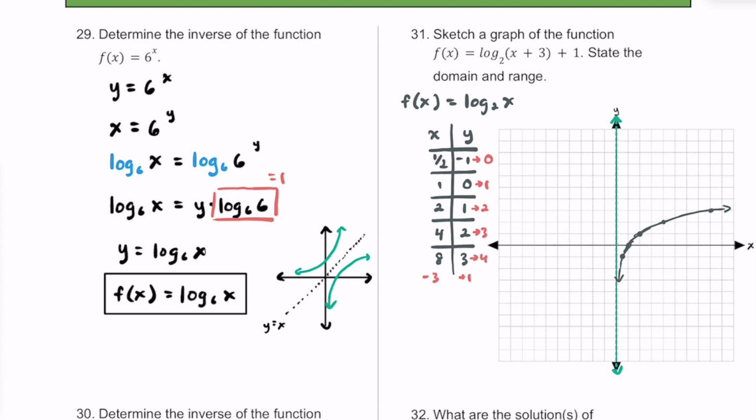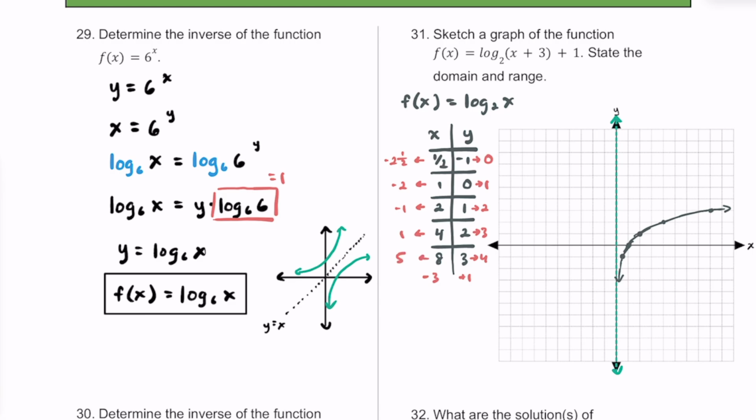And then for our x values, if you go half and you go down 3, that's going to be at negative 2.5. If we're at 1 and we go down 3, that's going to be at negative 2. If we're at 2 and we go down 3, that's negative 1. 4 goes down 3, we're going to end up at 1. And 8 goes down 3, that's going to be at 5.